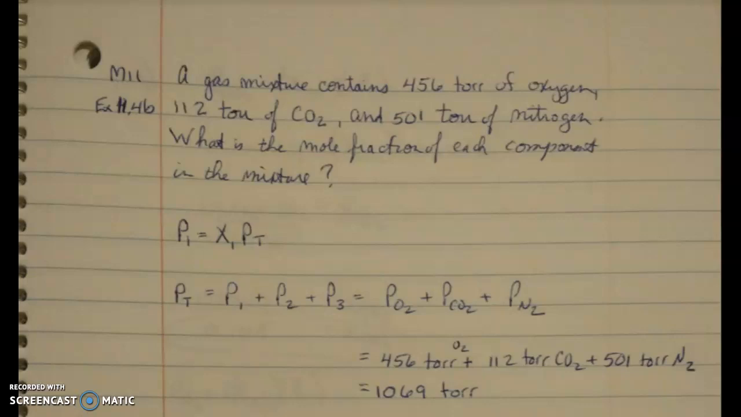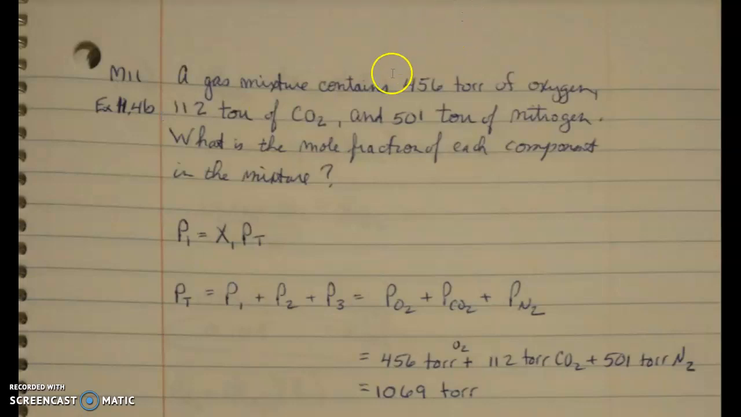This is example 11.4 part B. Some of these examples have multiple problems within them. So this is the second part of the example found in module 11. And it states that a gas mixture contains 456 torr of oxygen, 112 torr of carbon dioxide, and 501 torr of nitrogen. What is the mole fraction of each component in the mixture?